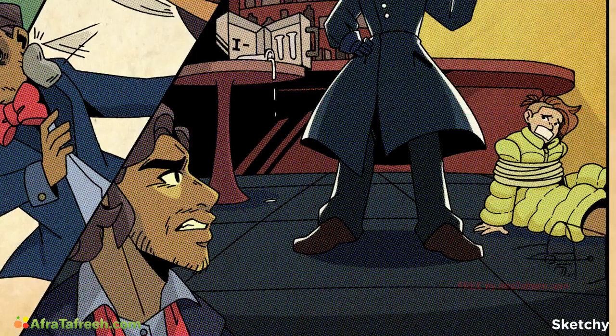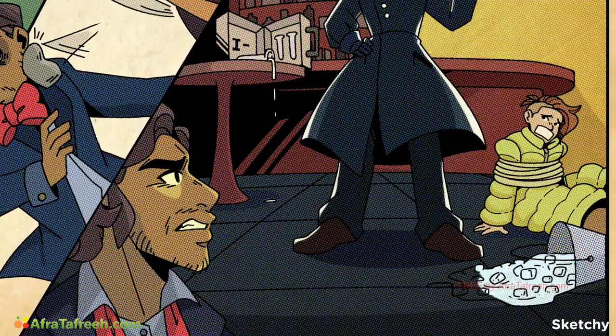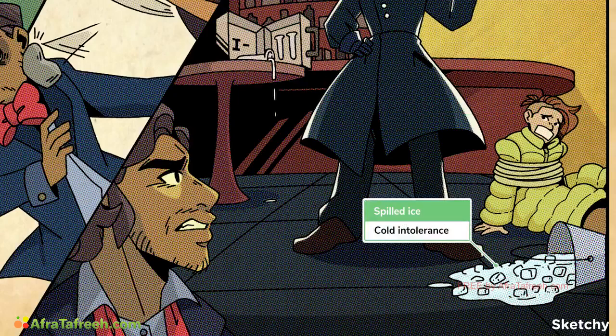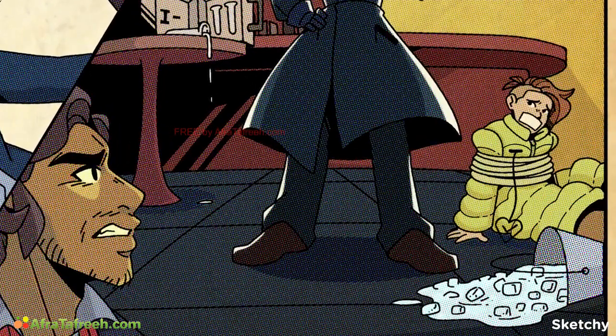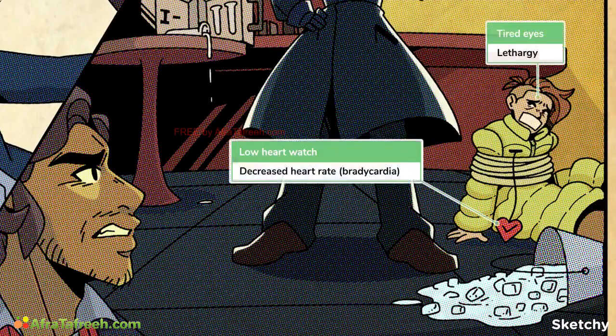Low thyroid hormone levels will also result in decreased heat production, which will present as cold intolerance, hence this big bucket of spilled ice. You can also expect to see a decreased heart rate, see her low-hanging heart watch, as well as signs of lethargy and mental slowness, note her baggy, tired eyes.